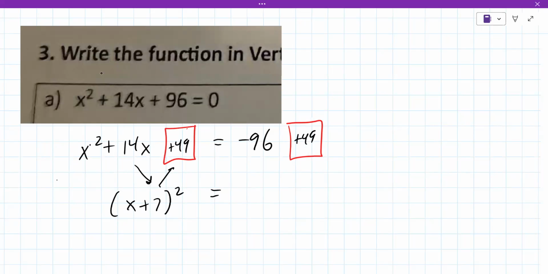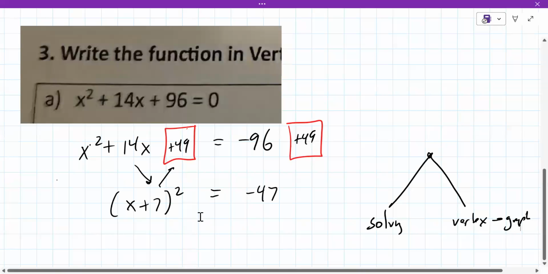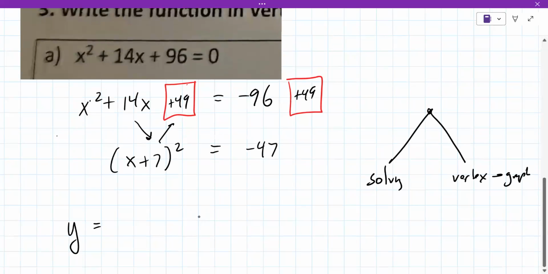No solution. Remember, you're writing in vertex form, so you're not solving. You're either solving like you just did, or you're putting it into vertex form to graph. Then it'd be y equals x plus 7 squared minus 47. You're moving it back over. Oh, so then plus 47. Yes.